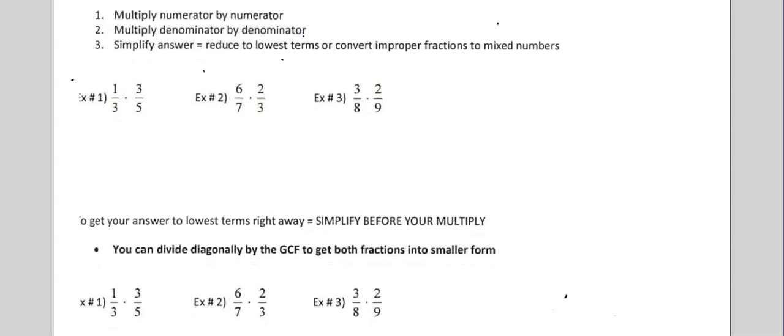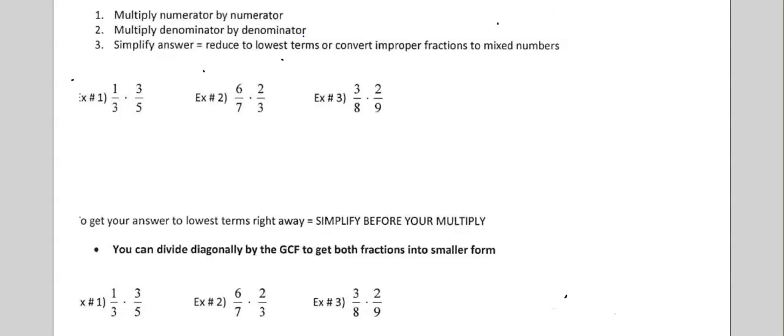So if you have whole numbers or mixed numbers, sometimes called mixed fractions, you can change them to all fractions before you start. And we'll do some examples of that in a little bit. But today, for this one, we're just going to do just fractions. So we're starting with 1/3 times 3/5.